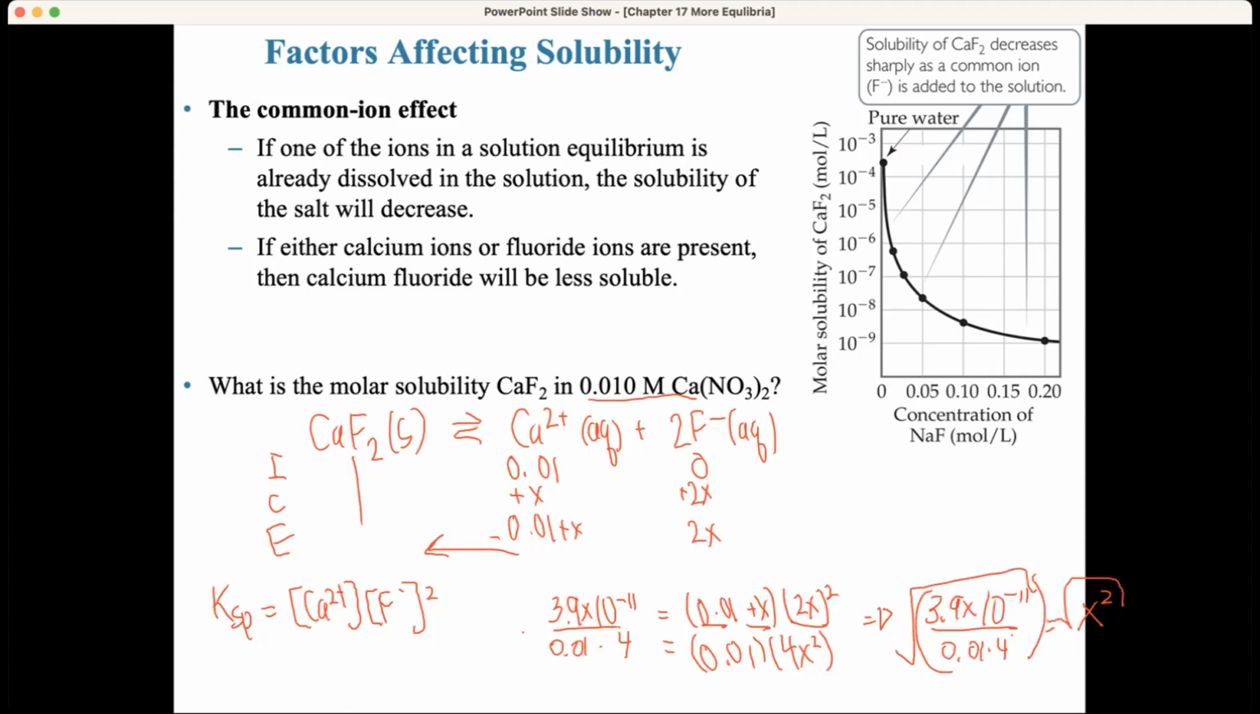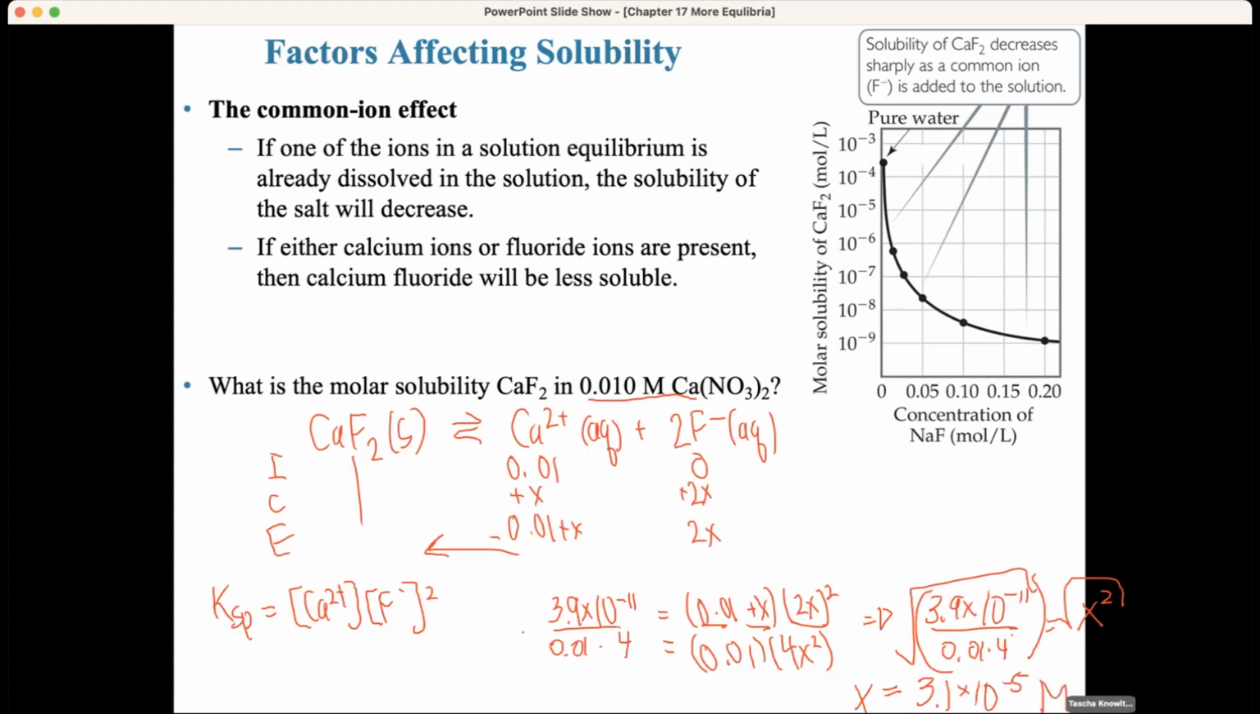So 3.9 times 10 to the negative 11 divided by 0.01, divided by 4, square root. And I get x equals 3.1 times 10 to the negative 5 molar.